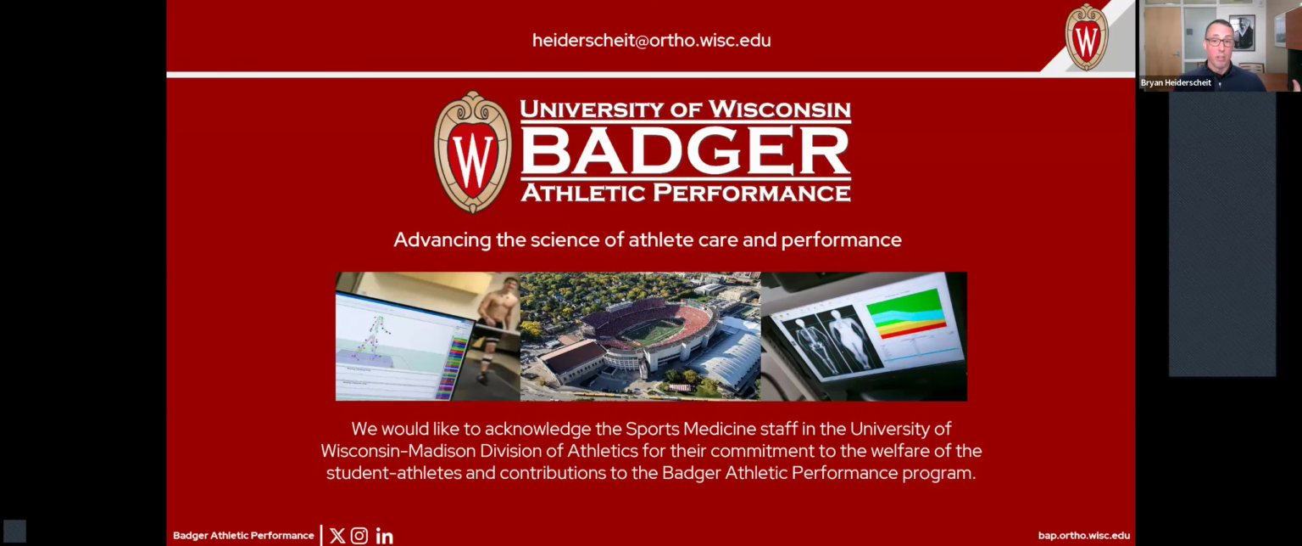Even in the absence of an injury during the season, maybe just the amount of training load that they're under might end up influencing some of these measures.